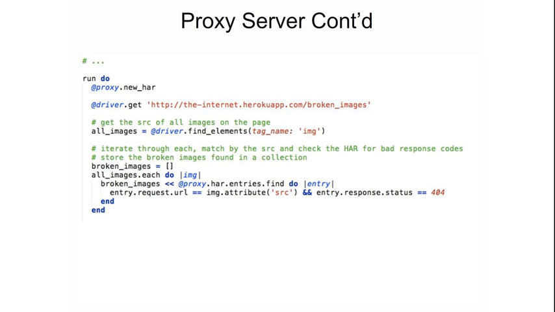Then we can iterate through all of the images and find which ones actually have a response status of 404, which means they're broken. They just didn't load correctly. And then we'll store all the ones we find into a collection of broken images. Then we can assert that the collection is empty. If it's not empty, then we have broken images. And if we wanted to, we can ask what they were and what the URLs were.